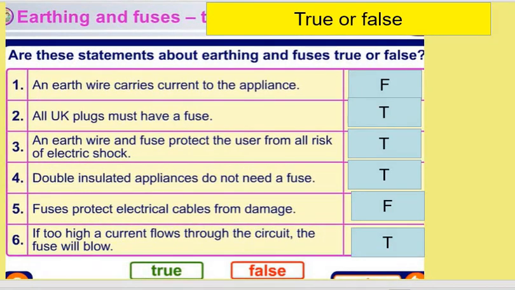And then the other set of questions. An earth wire carries current to an appliance, false. Remember, the earth wire causes the current to stop flowing. All UK plugs must have a fuse, yes. An earth wire and a fuse protect the user from risk of electrical shock, correct. Double insulation does not need a fuse, this is true. And fuses protect electrical cables from damage. No, it's the insulation that protects the cable. If a current that is too high flows through the circuit, the fuse will blow. Absolutely correct. How did you do?